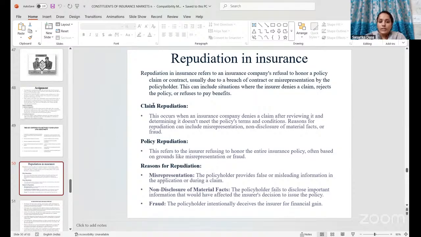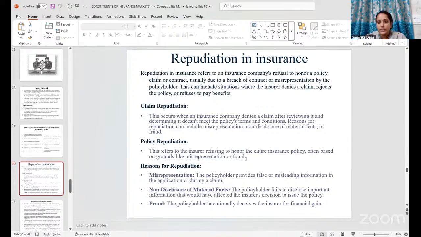Policy repudiation. Claim repudiation means the company is not giving the claim amount to the policyholder. Policy repudiation means the entire policy is not honored. This refers to the insurer refusing to honor the entire insurance policy. That is called policy repudiation, often based on grounds like misrepresentation or fraud.